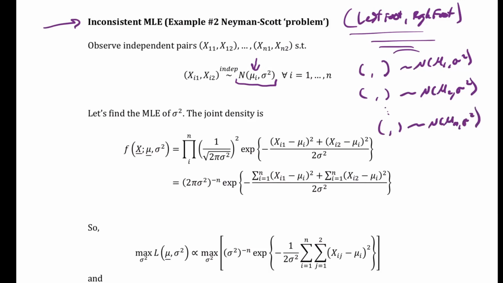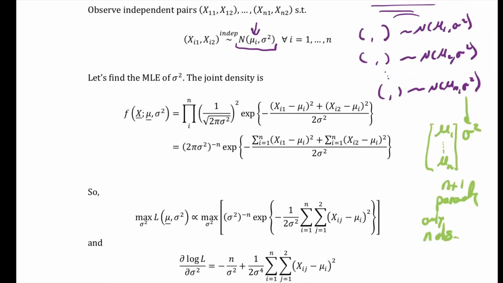So if you add up the number of parameters here, you've got a sigma squared, and then you've got mu 1 all the way to mu n. You've got a whole vector of parameters. So you've got n plus 1 parameters, but only n observations. So something's going to go wrong. That's what makes this case so interesting. So let's take this case and find the maximum likelihood estimator of sigma squared.